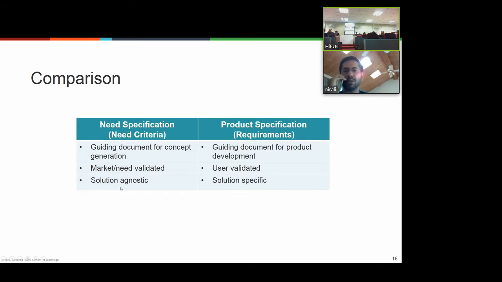The needs specification is solution agnostic. Again, it doesn't matter what the solution is, while the product specification is specific to a solution. So right now we're focusing on needs specification.